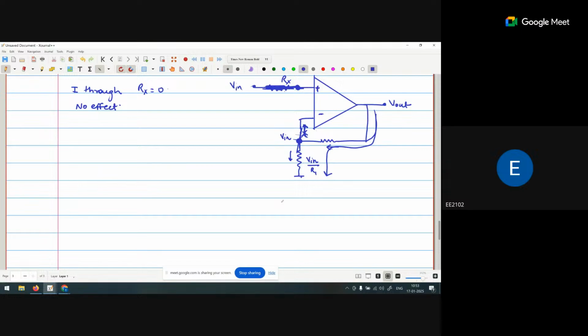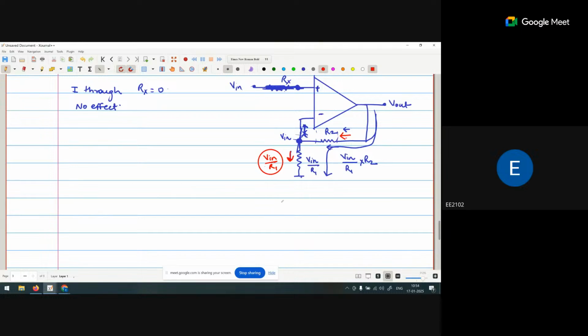The voltage drop at this point is V in by R1 into R2. Why? Because if this current will be passing from this point, then that current will be flowing this way. So if I say that the current is V in by R1, this current will be coming from this one.